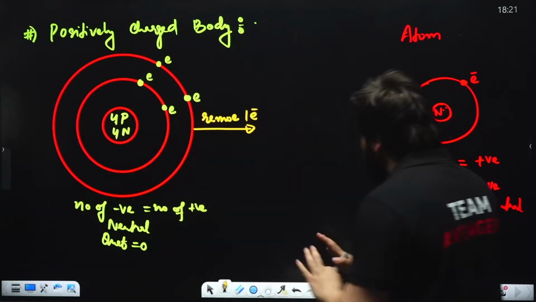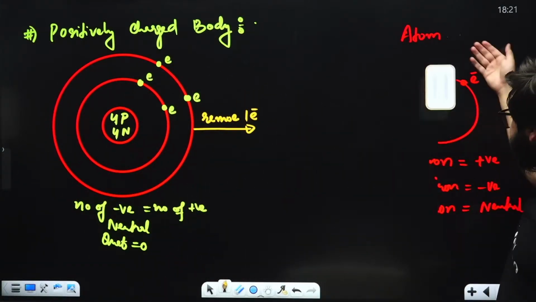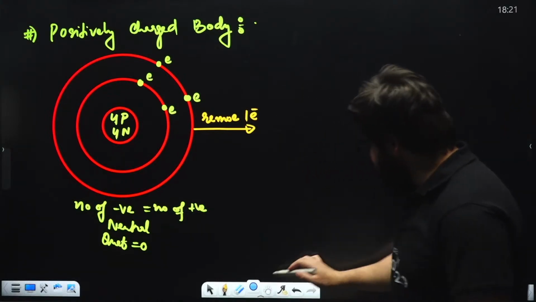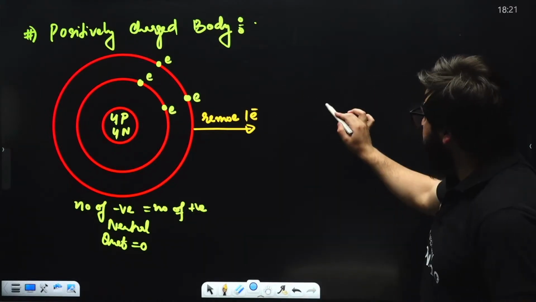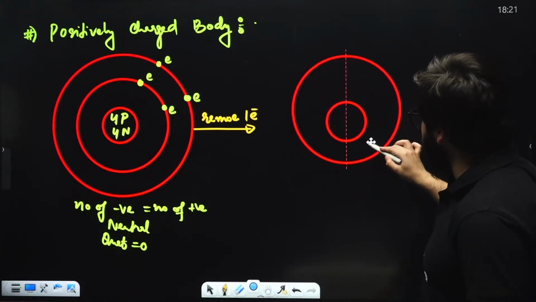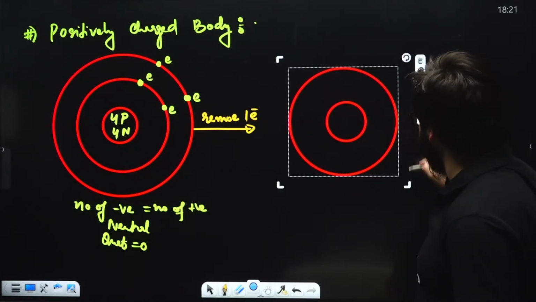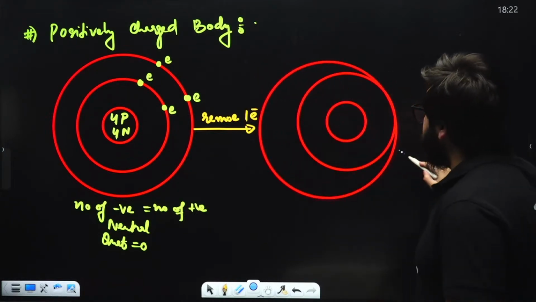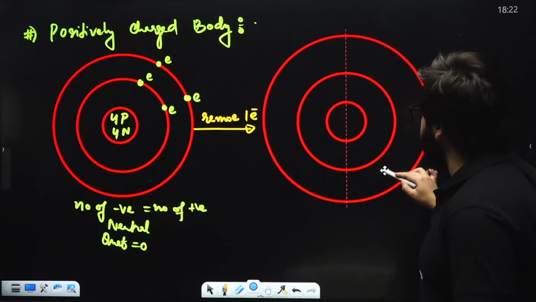If you remove one electron, can I make the same figure? Can I make the same figure over here? See, this is the nucleus. This is the electron revolving around the nucleus. This is the first orbit, let's suppose. And let's suppose this is the second orbit over here.